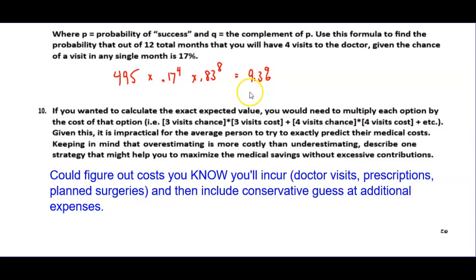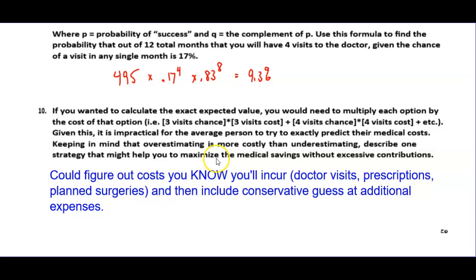So since it's impractical to try to predict exactly, what you want to do is keep in mind that overestimating is worse than underestimating. So if you end up electing less than you need, all you do is lose the tax benefit. But if you end up electing more, you lose the cash. So that's where the problem comes in. When you're guessing, you're better off guessing under than guessing over.